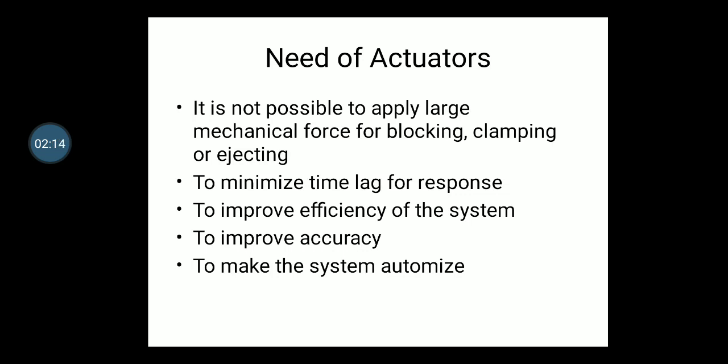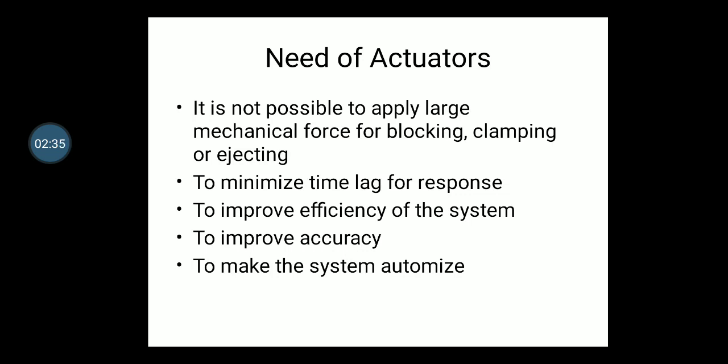After this, now let us see what is the need of actuators. It is not possible to apply a large mechanical force for blocking, clamping or ejecting manually. It is not possible that one person will go into the plant and do all the things manually, right? It is not possible.